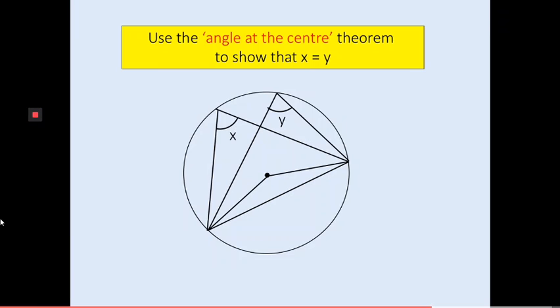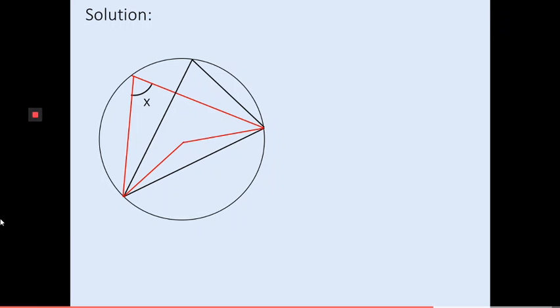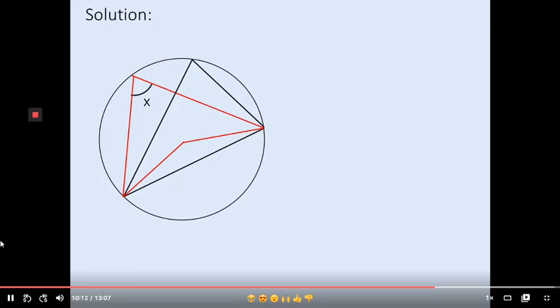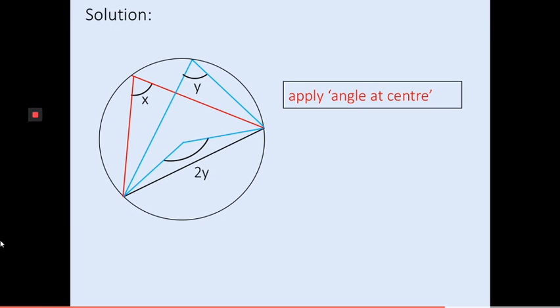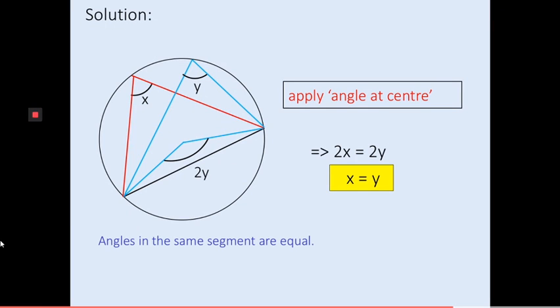Okay, here's the solution. The first thing to do is to look at this shape in red and realise that if the angle at the edge, if we call that x, the angle at the centre is going to be 2x. We can do the same thing with the shape in blue. If the angle at the edge there is called y, the angle at the centre is 2y. So we've just shown that the angle at the centre could be called 2x or it could be called 2y. Divide both sides by 2 and we've shown that x equals y, i.e. angles in the same segment are equal.